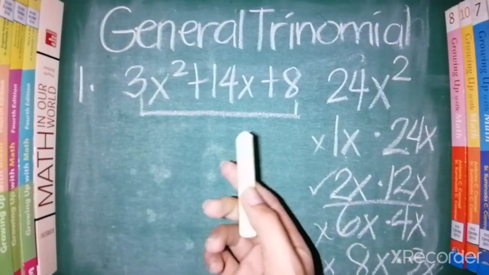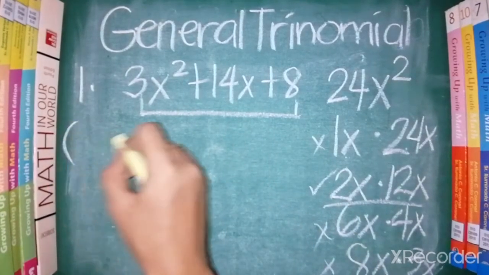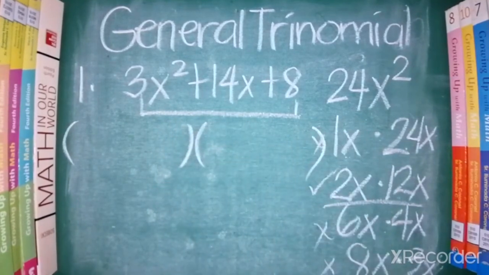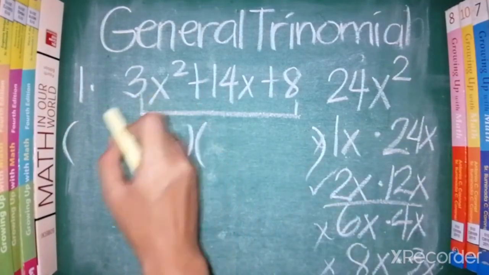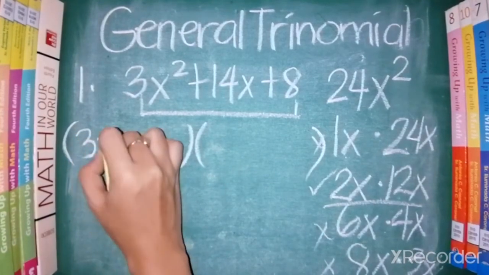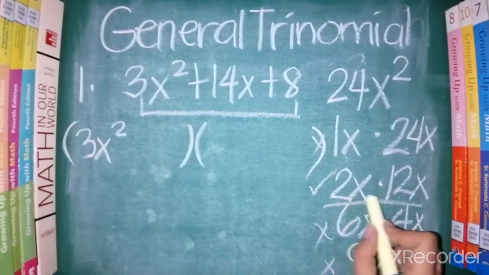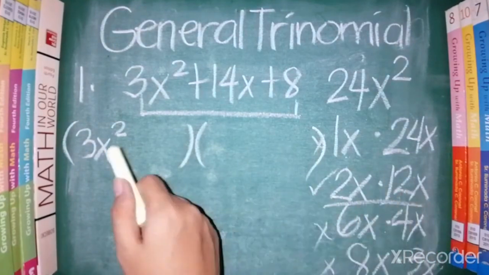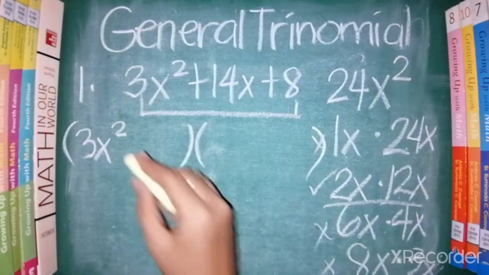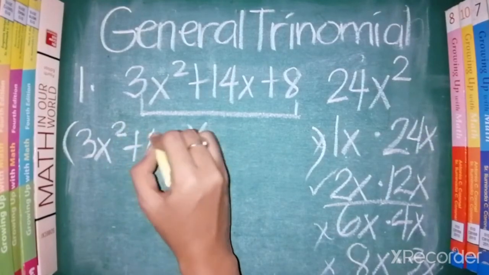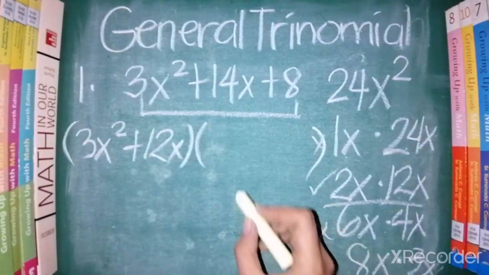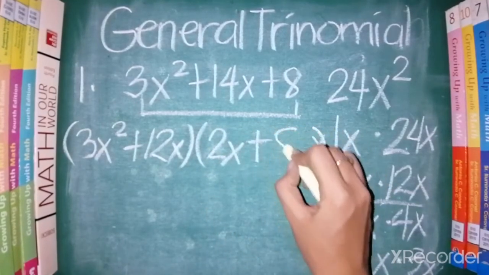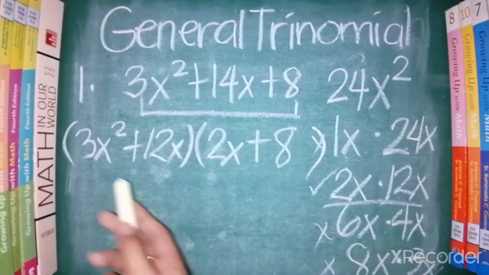So the next step is we are going to do grouping now. So we are using two parentheses. So you have there, copy 3x squared, and then put already your values. So you have there 2x plus 12x. Any of them you can put on whichever side you want. So I will put here the plus 12x. And then here is 2x plus 8. Okay, so you have already the groups.